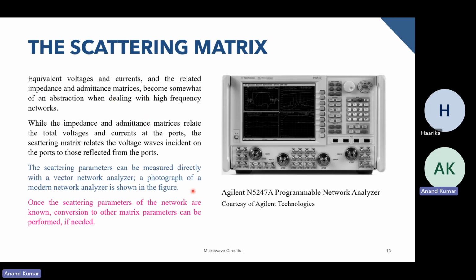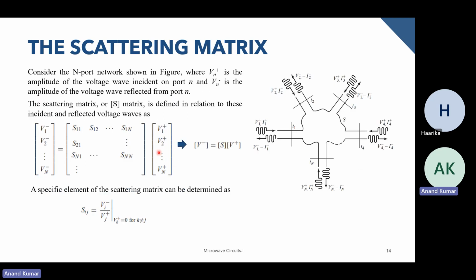And then we looked at the scattering matrix, which was essentially a relationship between the incident and reflected voltages. On the left hand side we had the reflected voltages at the different ports, and on the right hand side we had the incident voltages at the different ports. This transformation allowed us to get the value of the reflected wave at a port if a certain wave was incident on a different port or at the same port. And this is how we calculate the individual entries for this matrix.